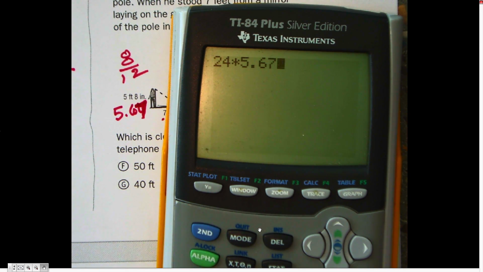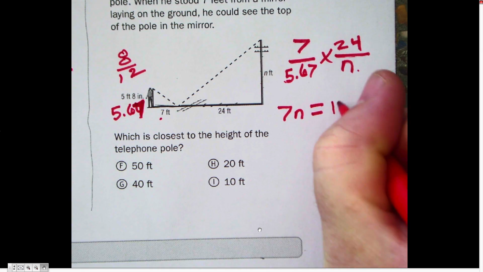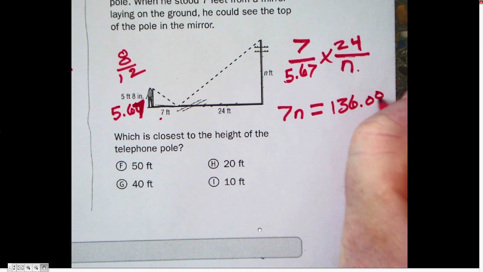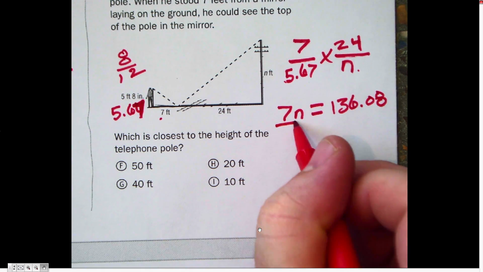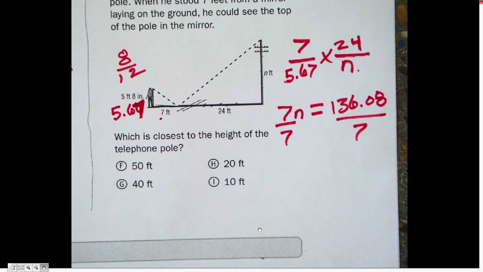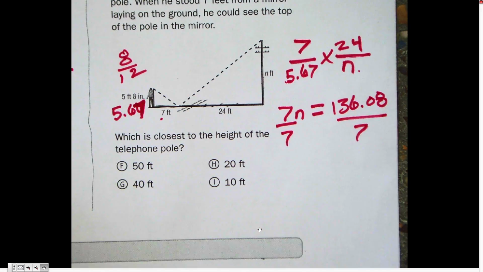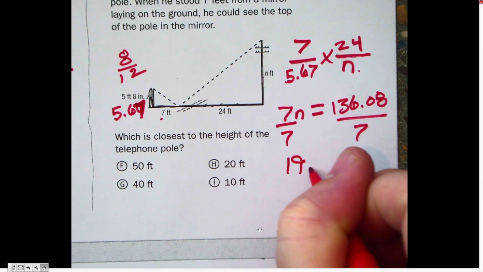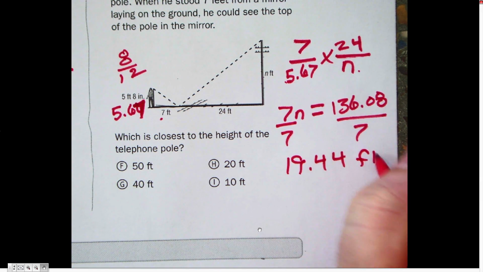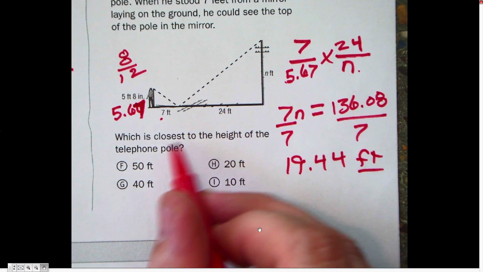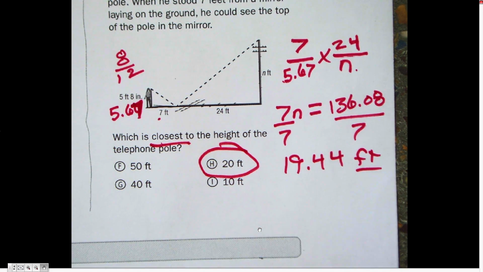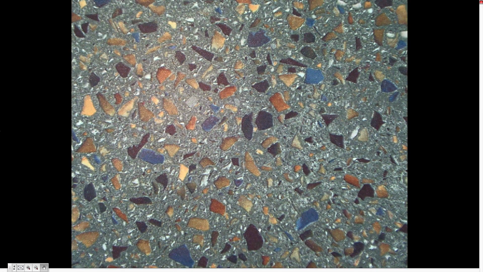5.67. 24 times 5.67 is 136.08. Okay, now we're just going to divide by 7, and we see that that is 19.44 feet. And when we round it, the closest height, we see 20 and 19 are all pretty close to each other. So that's how we use the ratio to find the answer.